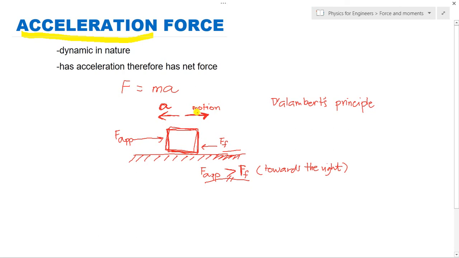So again, this is how we look at it so you won't have difficulty analyzing acceleration force. Here is a keynote: if our motion is towards a particular direction, let's say towards the right, then by D'Alembert's principle we have a reverse effective force, which is related to our acceleration, opposite to our motion.